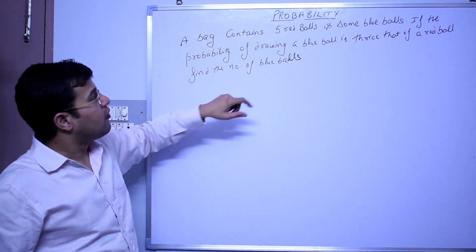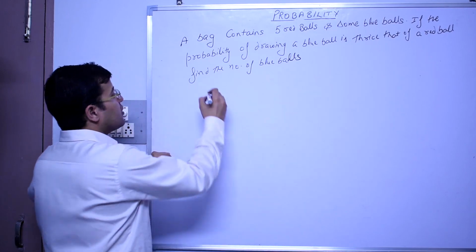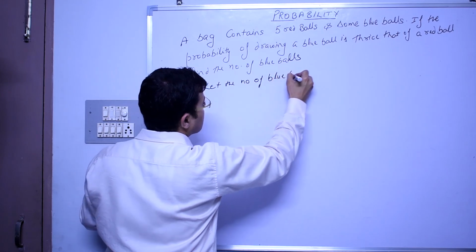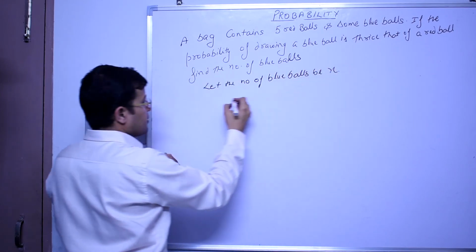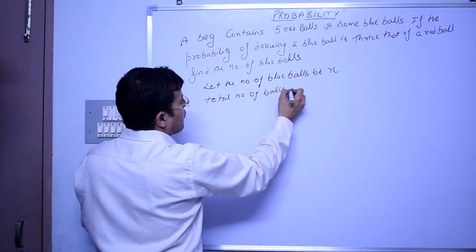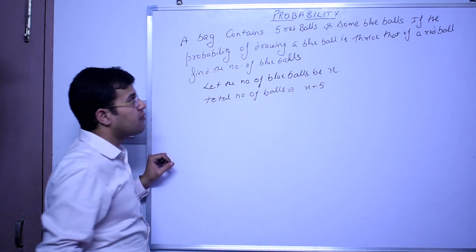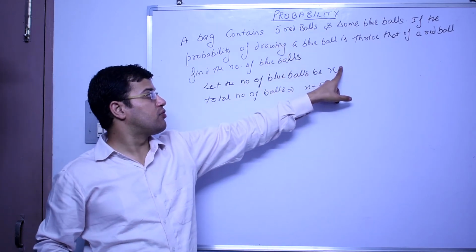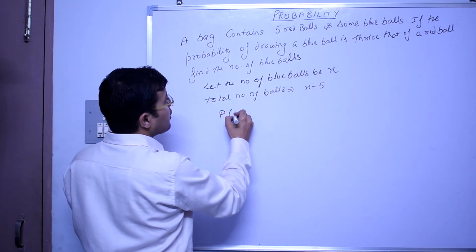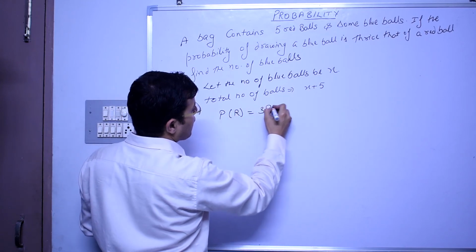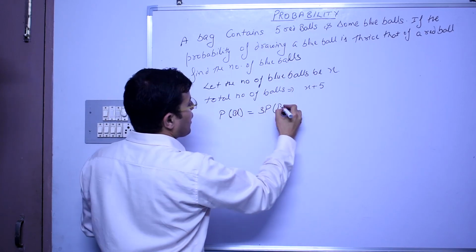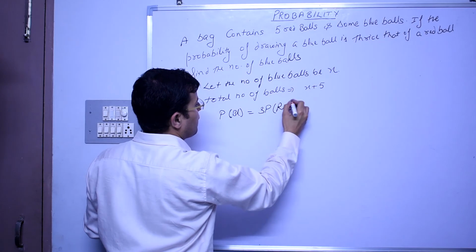So now in this case, whenever something is not given, we take it as x. So let the number of blue balls be x. So total number of balls will be x plus 5, because you had 5 red balls, you have x balls which are blue, so the total will be x plus 5. Now he says that the probability of a blue ball is thrice the probability of red ball, right?